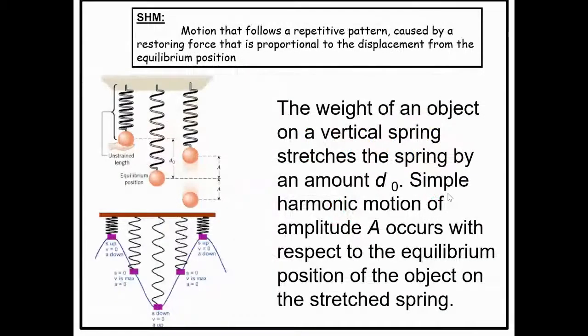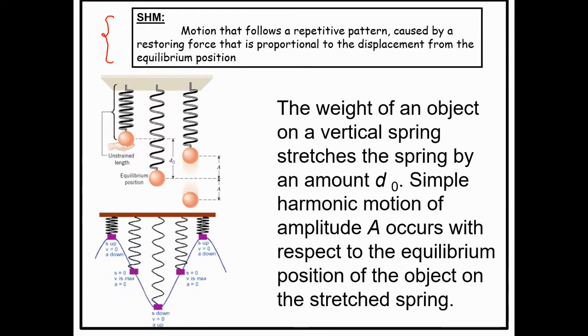Then when you come to the definition of simple harmonic motion, the definition is given here. What is written here? The motion that follows a repetitive pattern. That means it will be oscillating, so a repetitive motion will happen on the object, caused by the restoring force. For example, you can take the example of the spring.